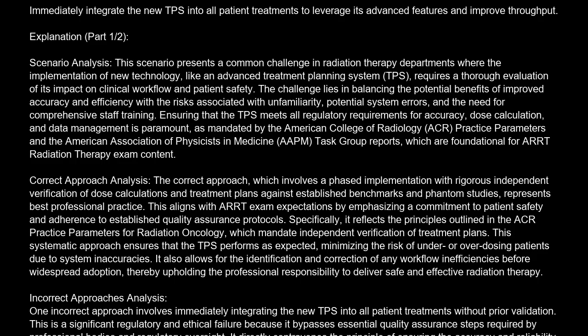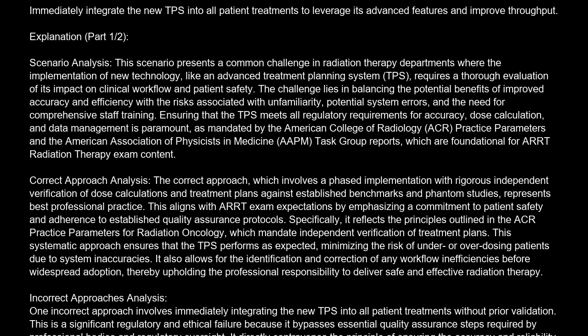Explanation. Scenario analysis. This scenario presents a common challenge in radiation therapy departments where the implementation of new technology, like an Advanced Treatment Planning System, TPS, requires a thorough evaluation of its impact on clinical workflow and patient safety. The challenge lies in balancing the potential benefits of improved accuracy and efficiency with the risks associated with unfamiliarity, potential system errors, and the need for comprehensive staff training. Ensuring that the TPS meets all regulatory requirements for accuracy, dose calculation, and data management is paramount.